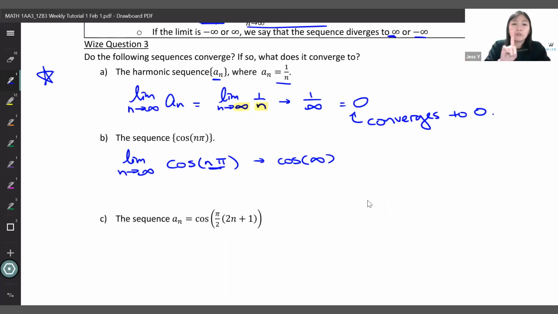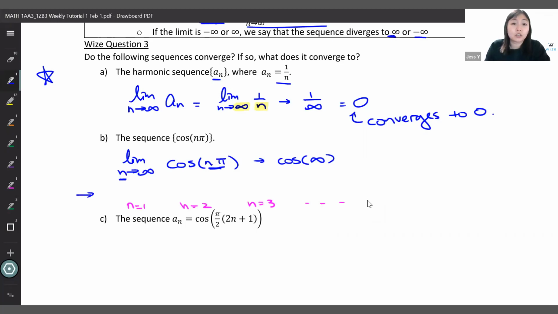But for sequences, you have to check one more thing, because remember, for sequences, n is only integer values. n starts from 1, 2, 3, 4, 5, 6, goes all the way up to infinity. So I'm actually going to check to see what happens when n equals 1, when n equals 2, n equals 3, and so on.